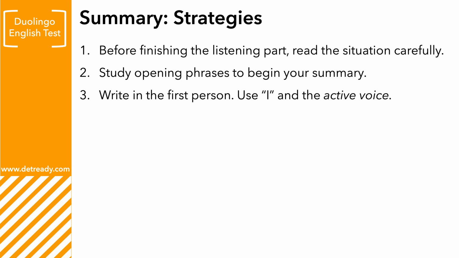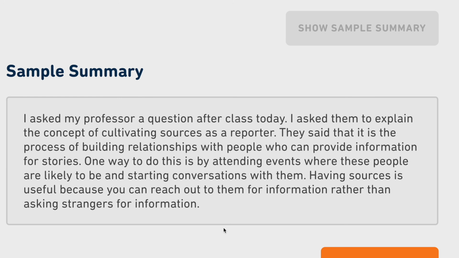Remember that during the listening part of this question type, you were participating in a conversation, so you were acting as if you were one of the people talking. So when you do the summary, use the word I, and I recommend you use the active voice because that's a lot easier and a lot more natural when you're talking about yourself. Just as in the Duolingo sample, I asked my professor a question after class today.